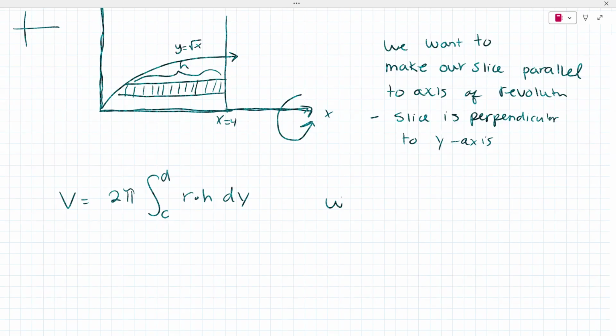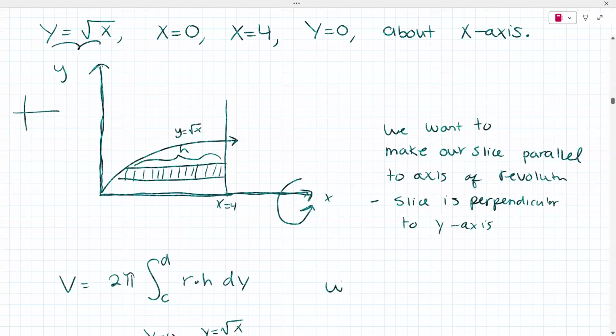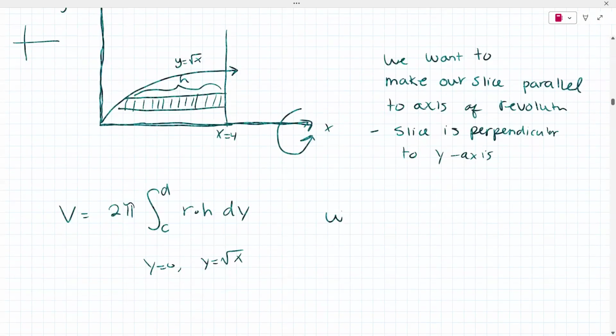So let's find our c and d, our boundaries. We have y equals 0 and y equals square root of x. One of our x values was 0. If you plug 0 into this function, it's the square root of 0, which is 0. So our c is 0. Our other x value was given as 4, so that's the square root of 4, which is 2.